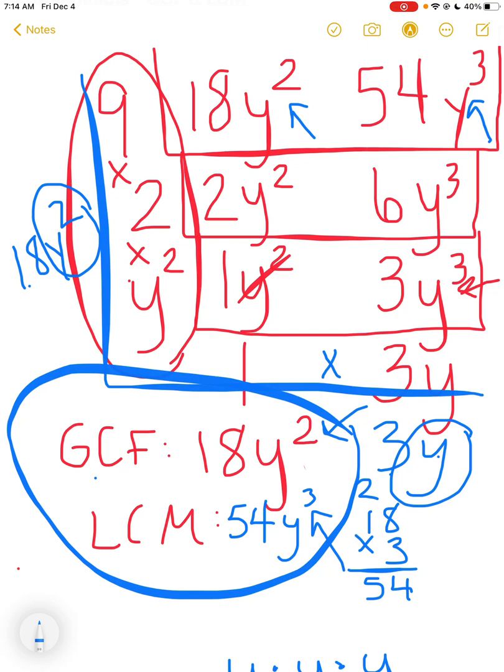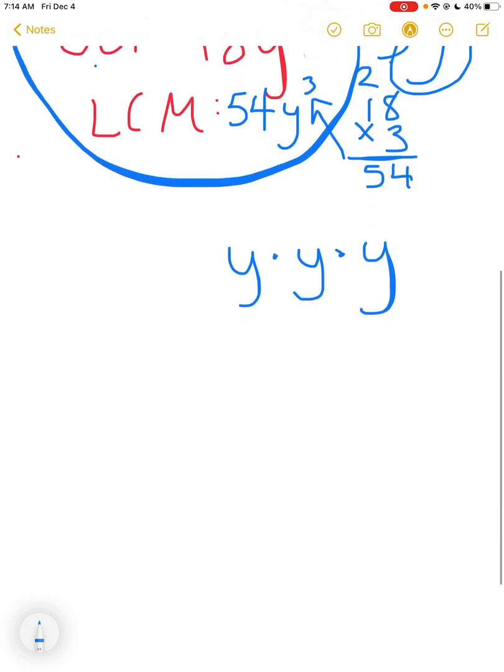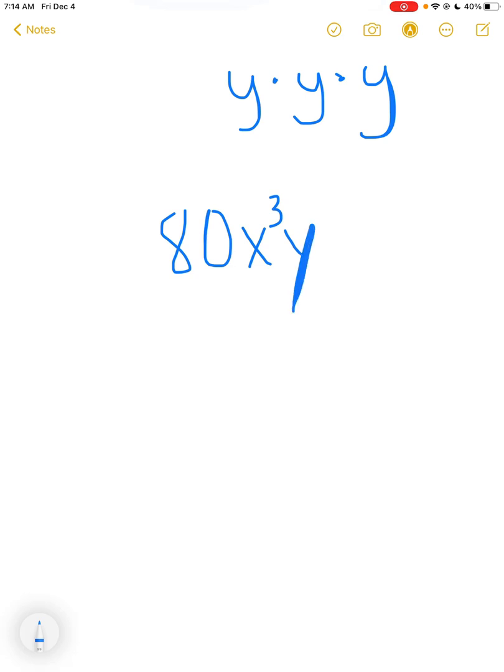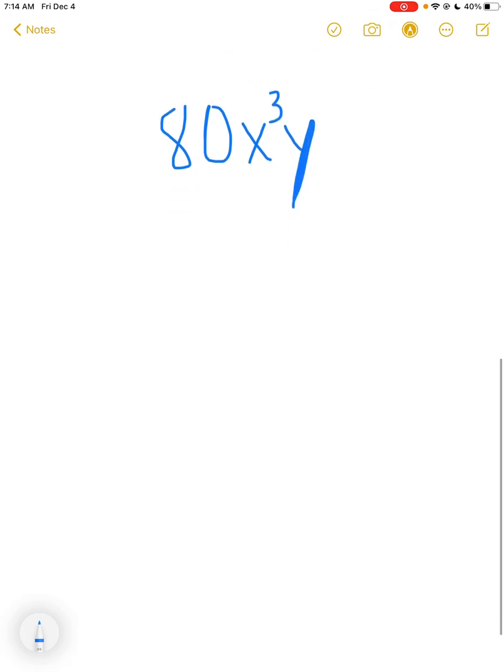That's a lot to process. Let's do another example. Let's look at 80 x to the third times y. So now I have 2 variables in there. And then my other number is going to be 30 times x to the second times y.